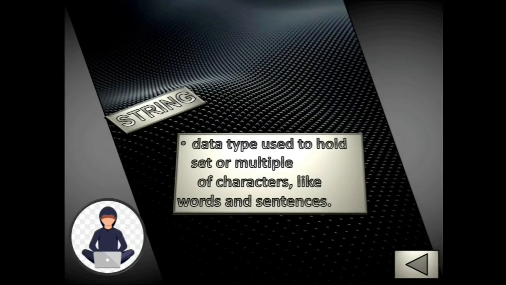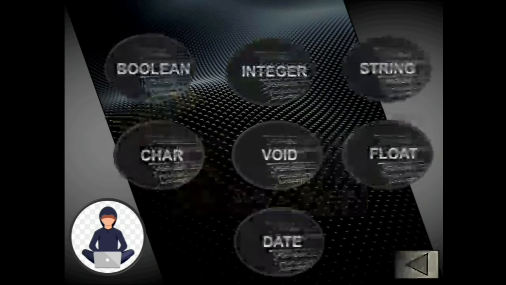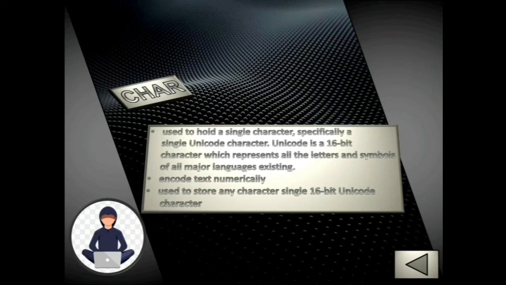String, data type used to hold a set or multiple of characters like words and sentences. Char, used to hold a single character, specifically a single Unicode character. Unicode is a 16-bit character which represents all the letters and symbols of all major languages existing. Encodes text numerically, used to store any character, single 16-bit Unicode character.